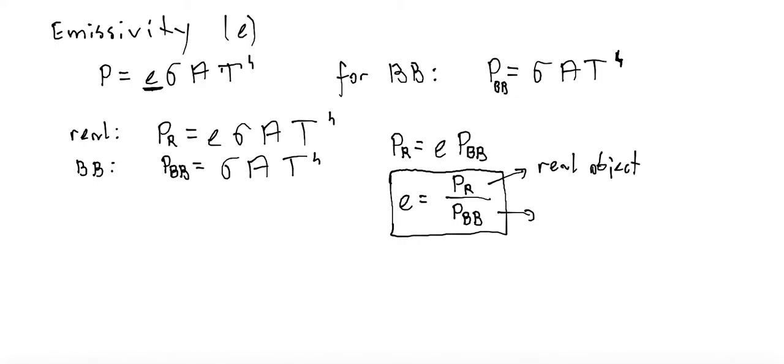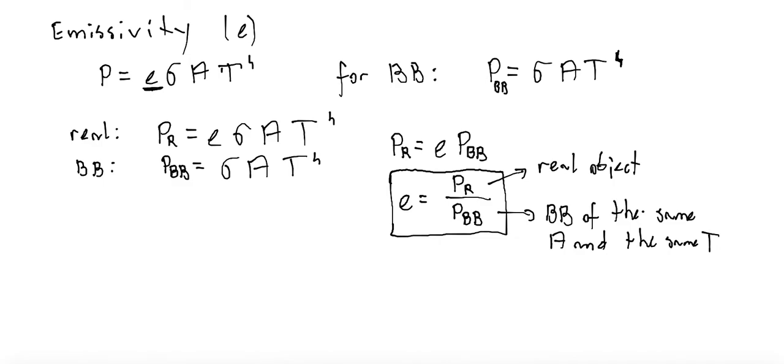So it's a ratio between power emitted by the real object and power emitted by a black body of the same area and the same temperature as the real object. Okay, so emissivity is a ratio between power emitted by a real object and power emitted by a black body of the same surface area and the same temperature. Okay, please copy this.